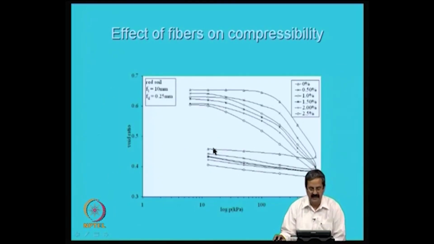Then you can see the effect of fibers on compressibility also. Why I am trying to cover just fibers is that they have been useful in all the applications. Originally the compressibility is quite high in the case of soil without fiber, but if you add fibers, with increase in fiber content, the compression index Cc and the recompression index Cr will come down. This is a very good advantage if you would like to reduce the compressibility.